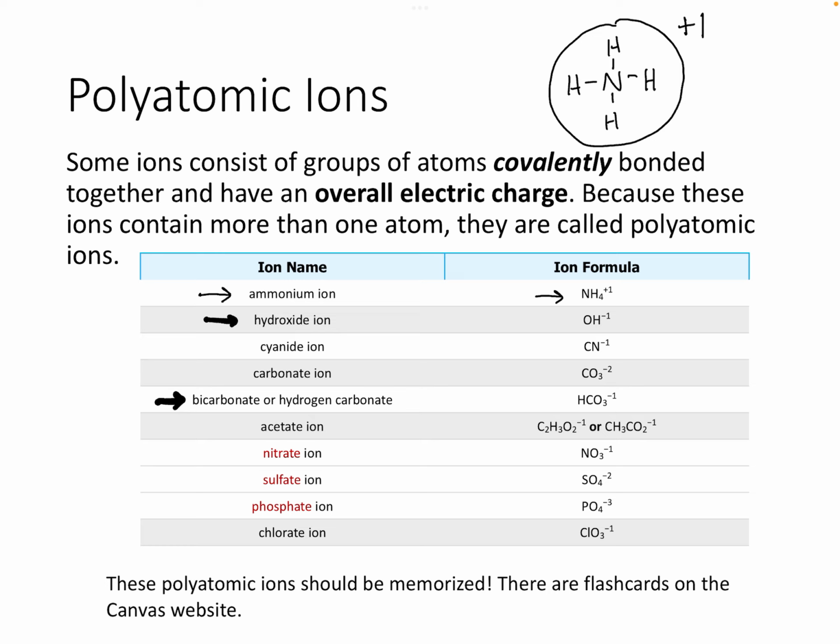There's also the acetate ion, which comes from acetic acid, which is vinegar. And there's a couple different ways that you can write that formula there, but it has an overall -1 charge. And then we have nitrate, sulfate, phosphate, and chlorate. So I do highly recommend memorizing each of these ions and their names. So know their formulas, their charges, and the names, because we're going to see these quite a bit going forward.